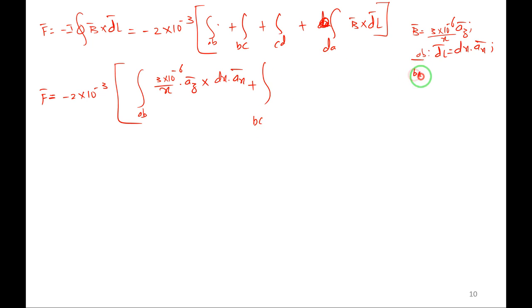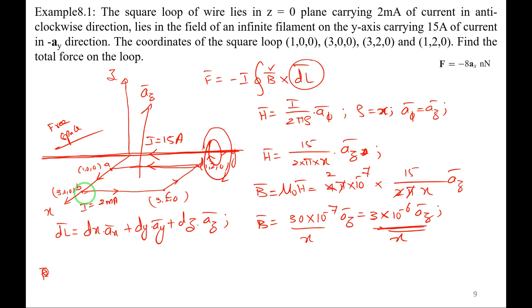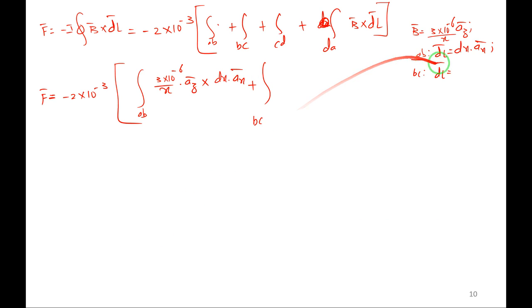Along BC, what is the dl vector? Let me find out. Only y component is there, means dy into ay. There is no x component and z component. So dy into ay. So along BC, let me write it here: 3 into 10 power minus 6 by x into az, this is B, cross of dy into ay, because dl along BC is dy into ay.